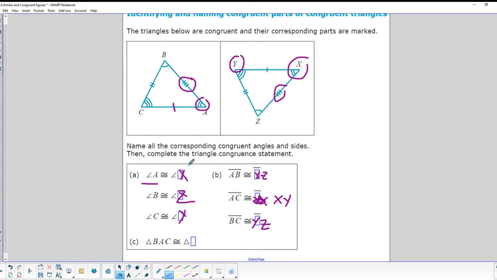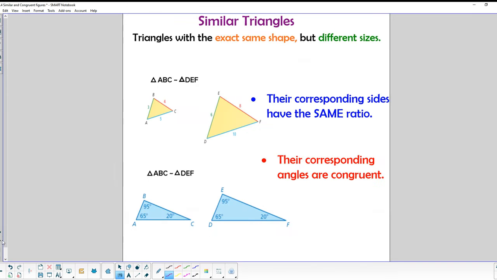And since we know that all 3 angles and all the sides are congruent, that means the triangle BAC is congruent to the triangle Z and X and Y. All right, so there's a congruency statement. So be sure to pay close attention to the number of marks that are on the line or on the corner, and they help you to correspond with those down here and what order to put them in.